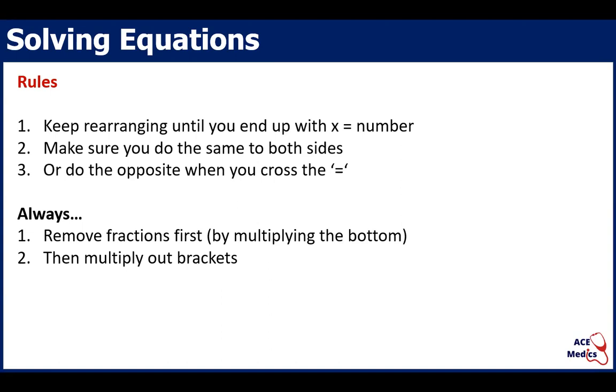Some key rules are that when we're solving, we want to end up with x equaling a number or a equaling a number, whatever they tell us. Make sure you do the same to both sides. If you're adding to one side, make sure you add to the other side. If you subtract from one side, you subtract from the other side. Or do the opposites when you cross the equals sign, and we'll come to that. So if something is squared, the opposite side needs to be square rooted. Or if it's multiplied, you need to divide.